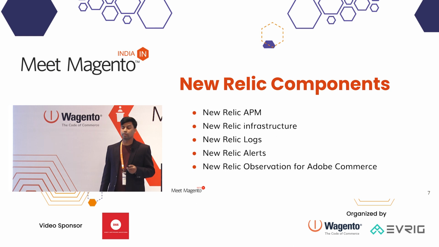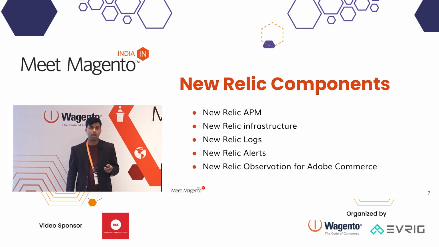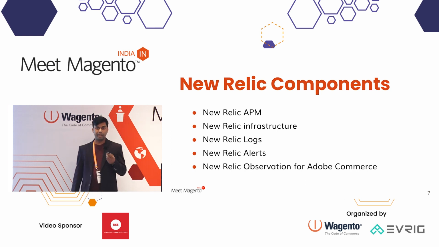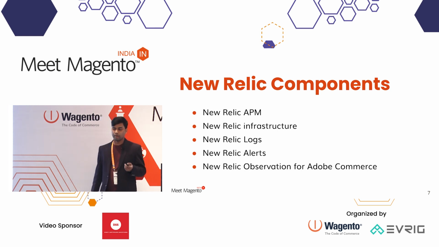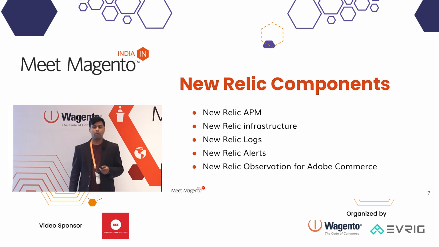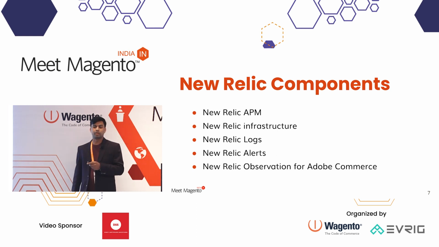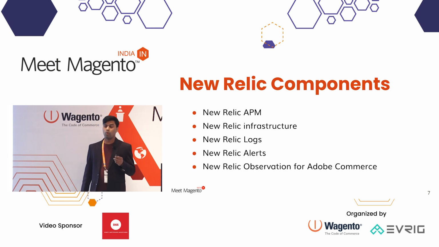What are the elements and components we need to explore if we are having any issues or are looking to explore the data inside NewRelic? We are going to talk about NewRelic APM. APM stands for application performance monitoring. With that, you can understand how the application is performing. Next is infrastructure, and how infrastructure data is captured inside NewRelic.